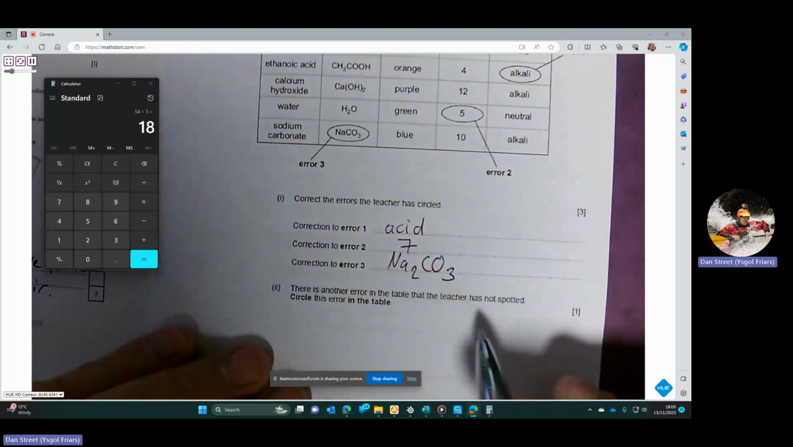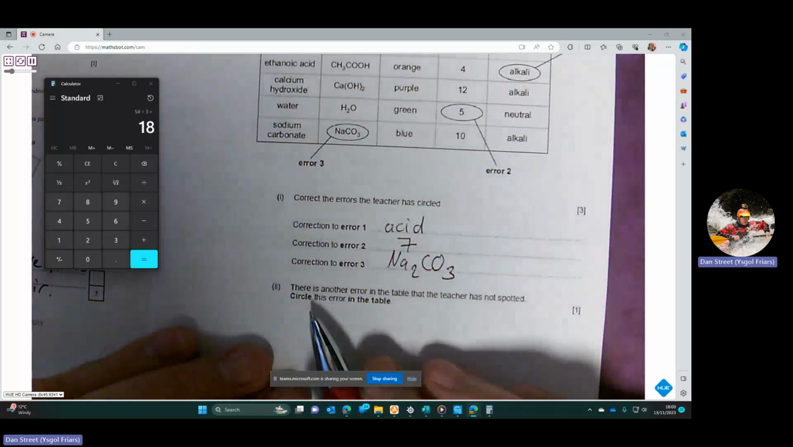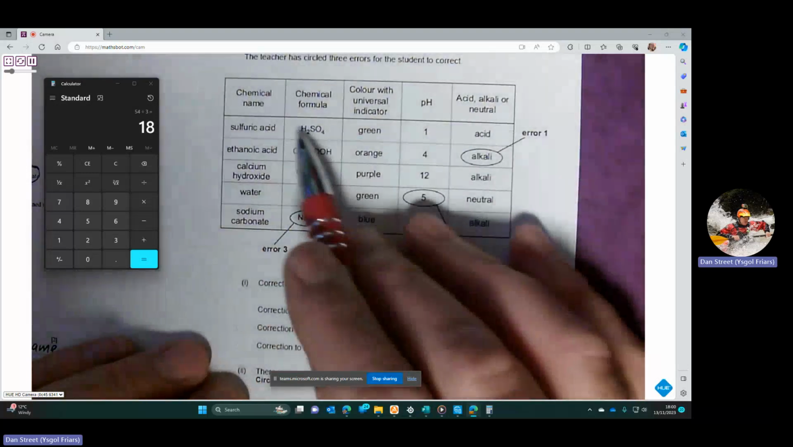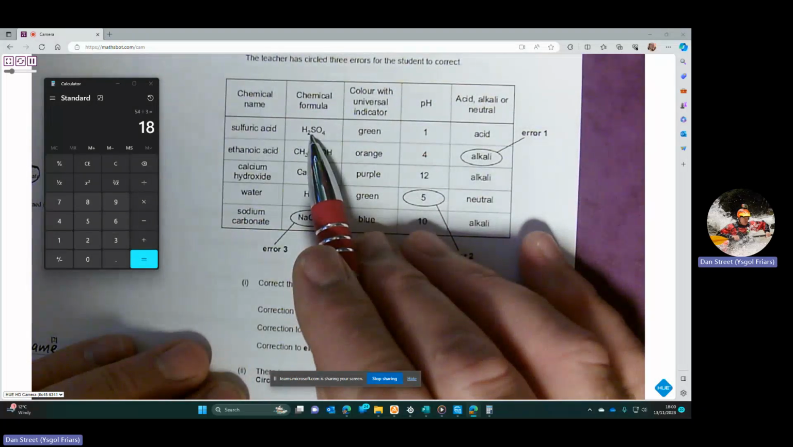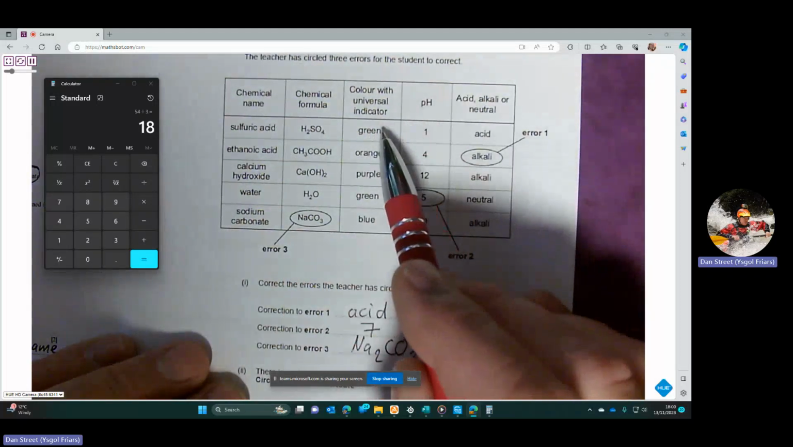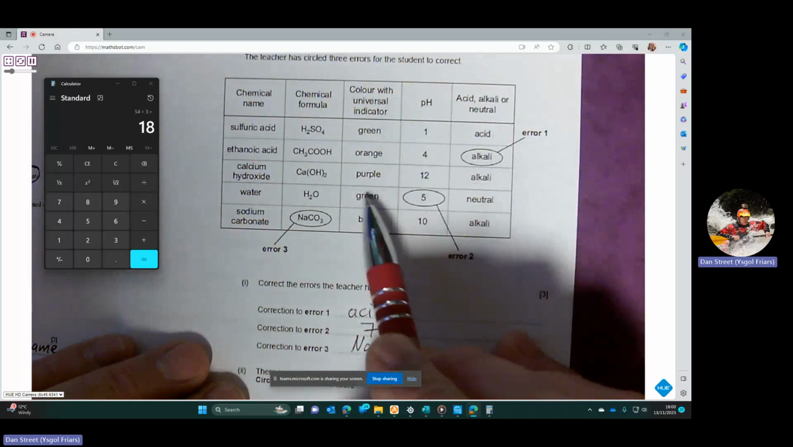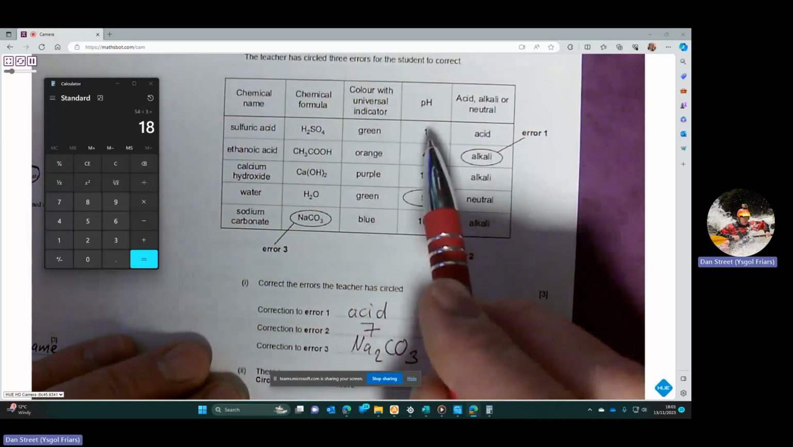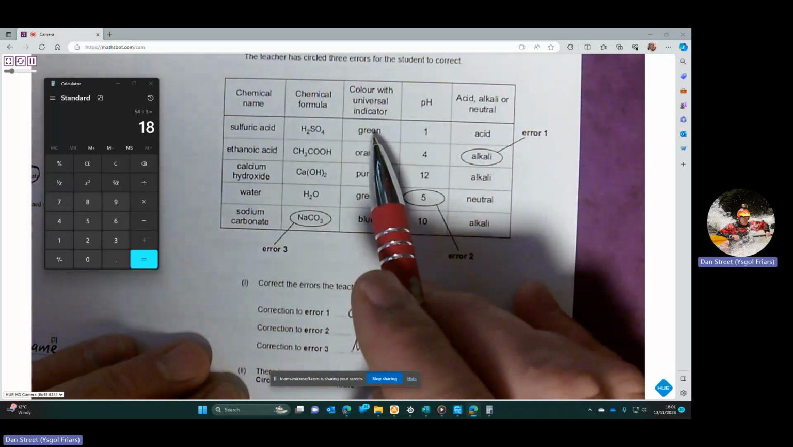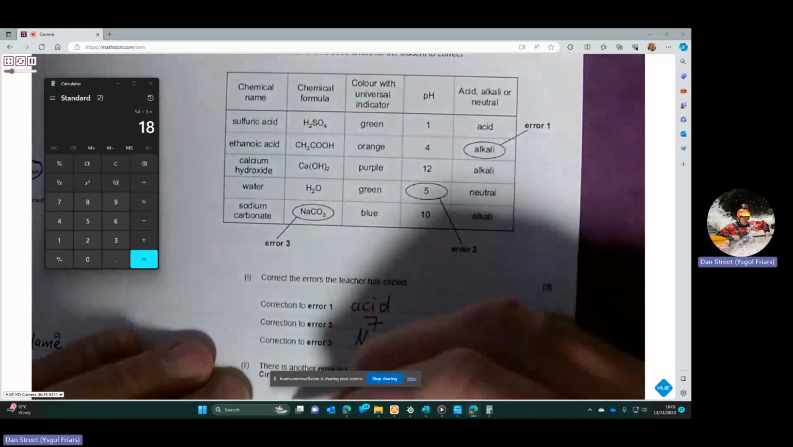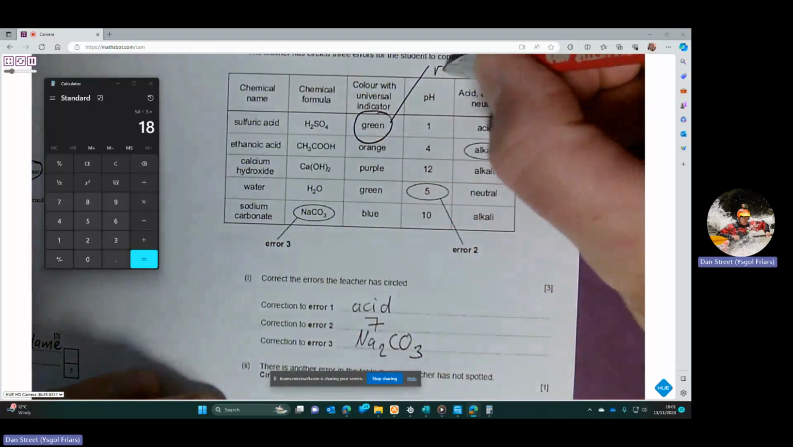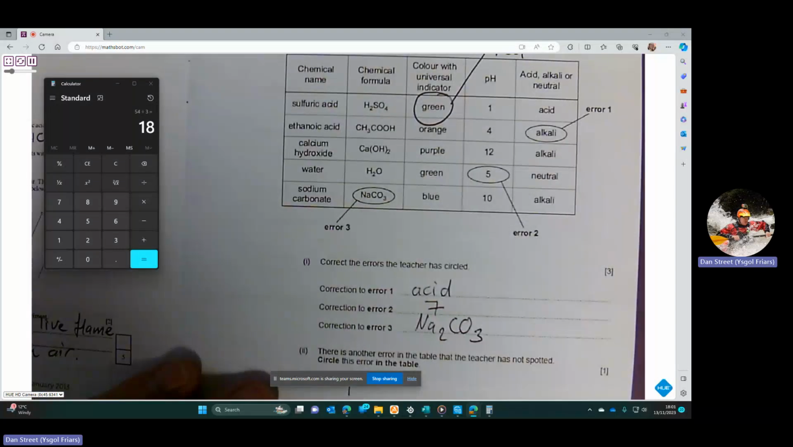There is another error in the table that the teacher has not spotted. Easily done. Circle this error in the table. If we have a look at the first line of the table, we've got sulfuric acid, H2SO4, that's correct. However, we wouldn't expect universal indicator to go green in H2SO4. That's the colour we would normally associate with neutral solutions like water. If it's a strong acid, and that's what the pH 1 tells us, and that's what sulfuric acid is, we would expect that to be red. So we'll circle that, and for the sake of completeness, we could write red there as the correction.